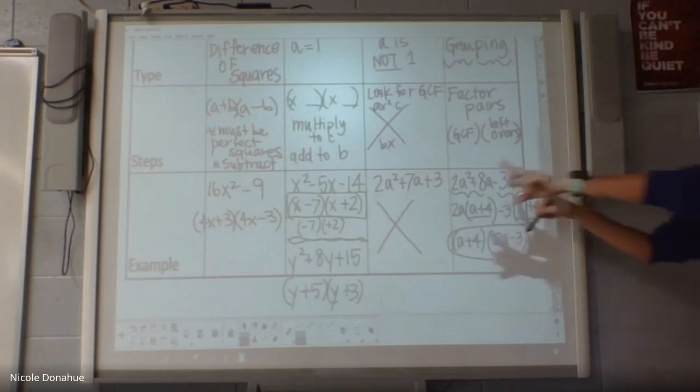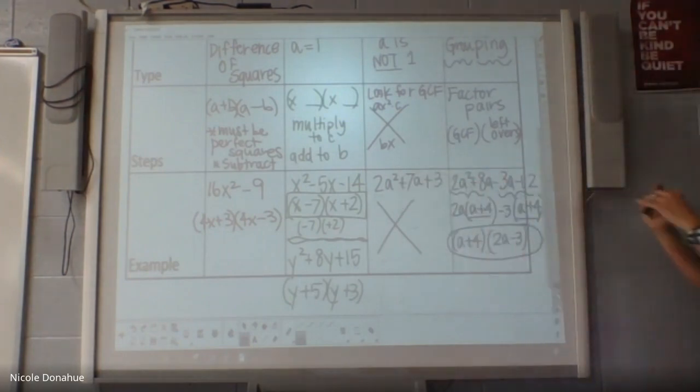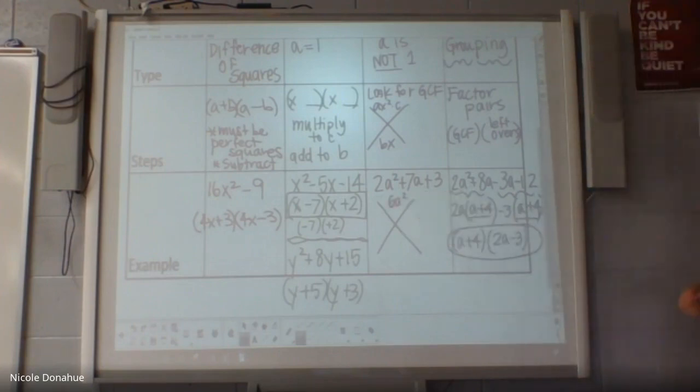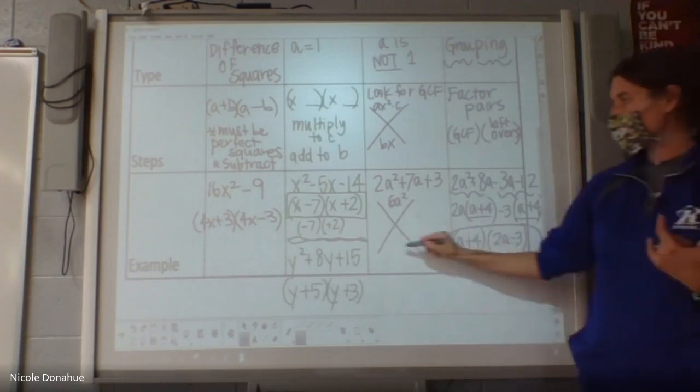So multiply the first and last terms together. So 2a squared times 3. What is that? 6a squared. On the bottom, I'm going to put the bx, which is 7a.